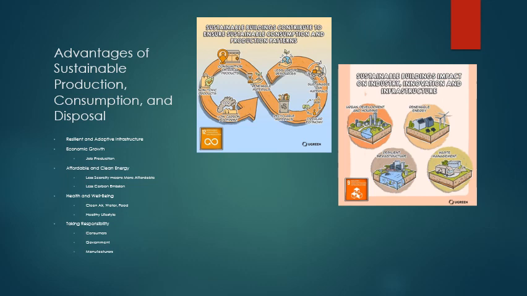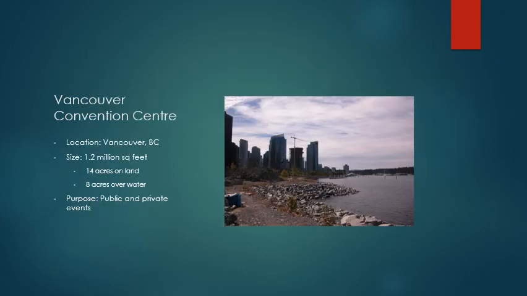And further, Nikki will explain the two advantages that we have researched on. Okay, thanks, Pranjal. So our first example is the Vancouver Convention Center, which is located in Vancouver, BC. It is a 1.2 million square foot building structure. It has 14 acres of land: 14 acres of it is on land and 8 acres is over water.